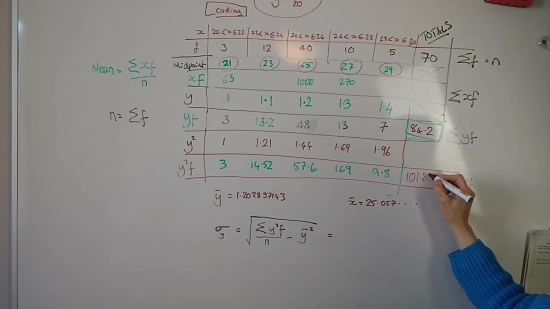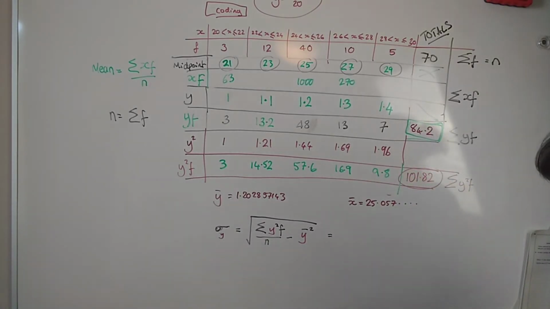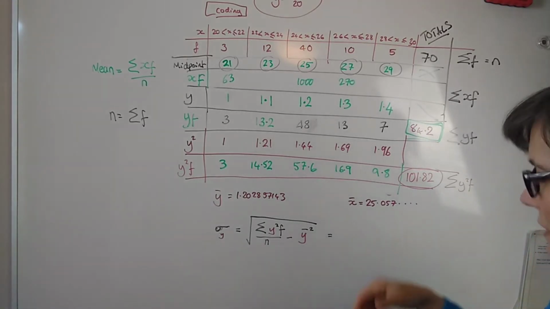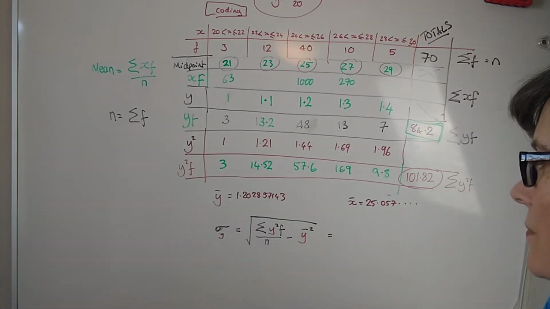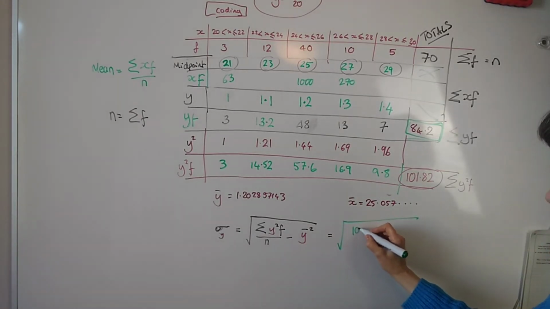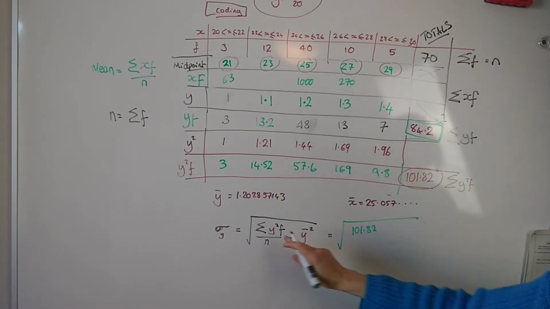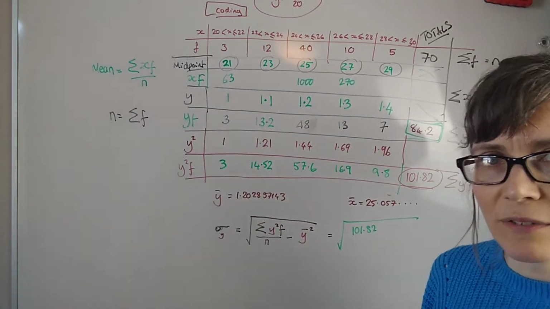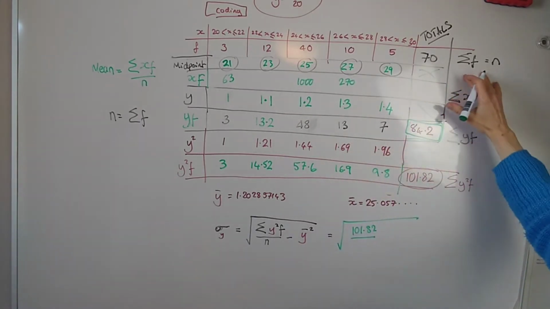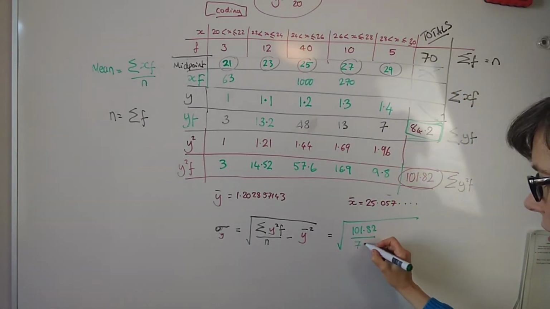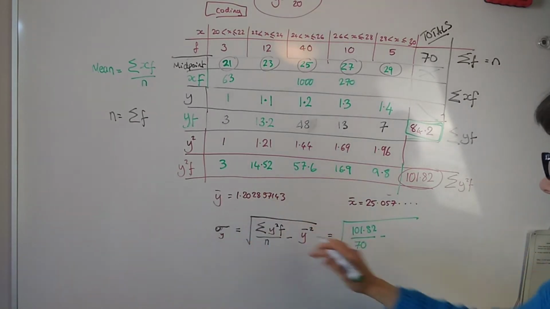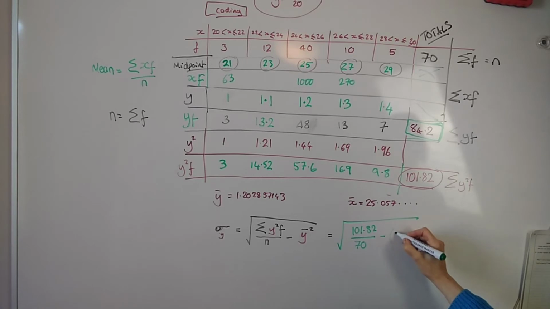This is 101.82. So I now have all the little bits that I need for this equation. I've got the square root of 101.82, which is the sum of all these y squared f's that I've had to do so much manipulating for. N, well, that was the sum of the frequencies, so that's still 70. And subtracting y bar squared, so that thing squared, 1.2028.